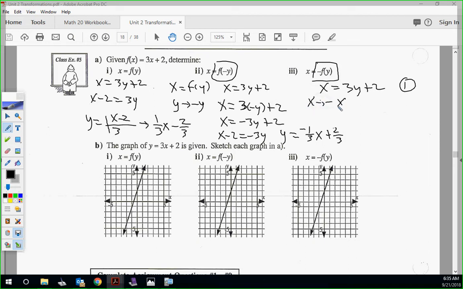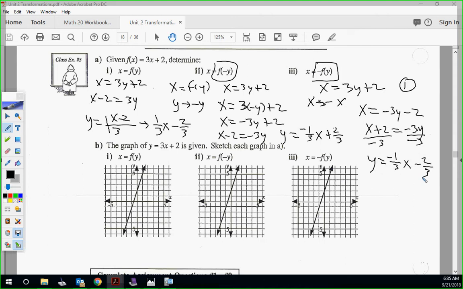And so what that does is it essentially flips the function. So if it's a negative x, we're going to distribute that over. So it's going to be negative 3y minus 2 now. That's an arrow here with a negative x. And so now we're going to solve for y again. So plus the 2, divide by the negative 3. So we get y equals negative 1/3 x minus 2/3. So you can see they're a little bit different.